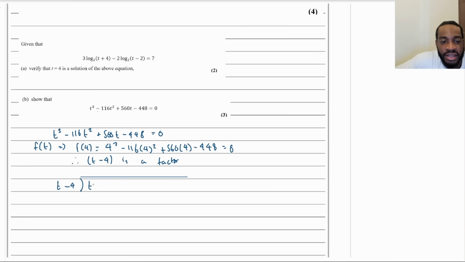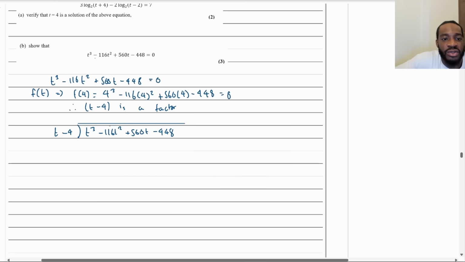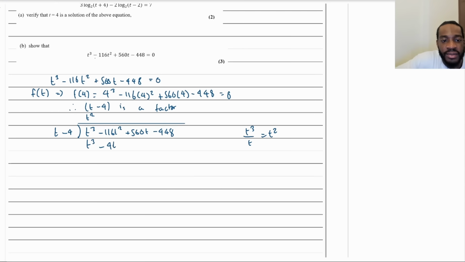Where this goes here, isn't it? T cubed minus 116t squared plus 560t minus 448, okay? And then obviously long division goes as this. So we're going to do t cubed, that term there, divided by the t. T cubed over t is equal to t squared. That will go at the top there. And then we times t squared by the factor. T squared times t is t cubed. T squared times minus 4 is minus 4t squared. And then we take these away.